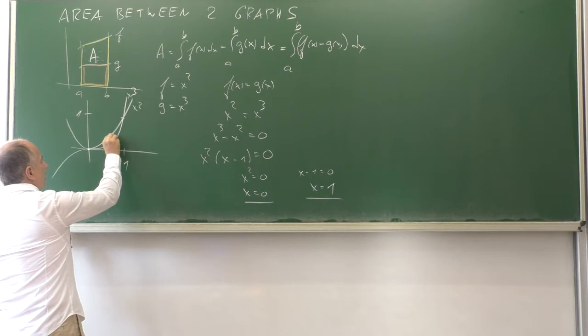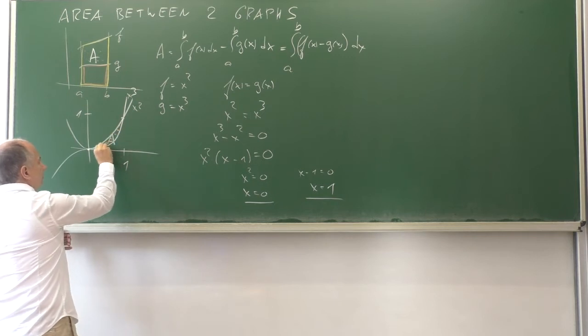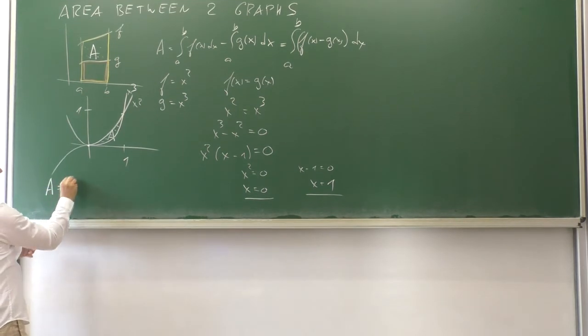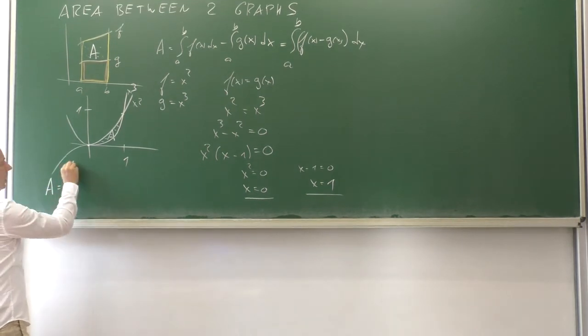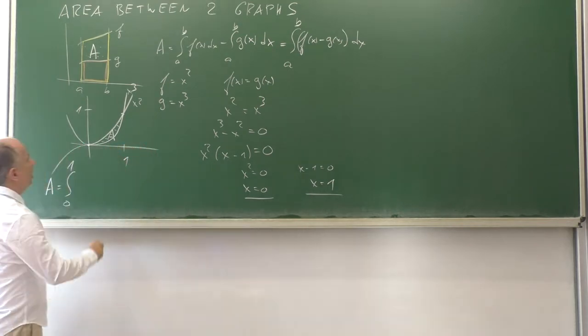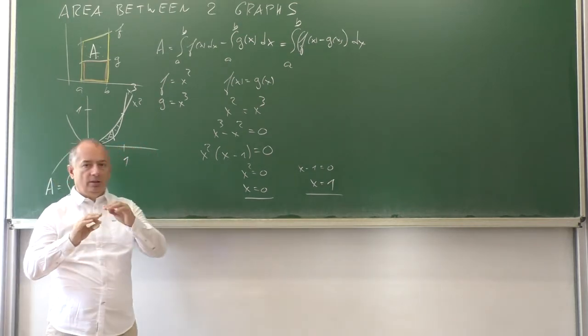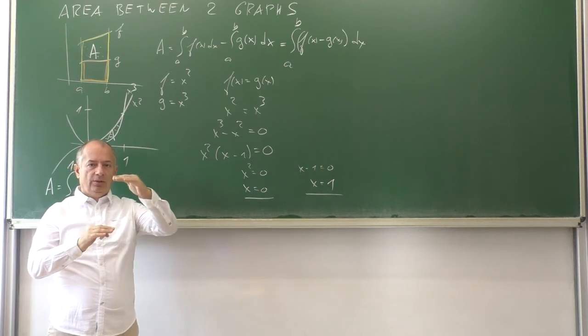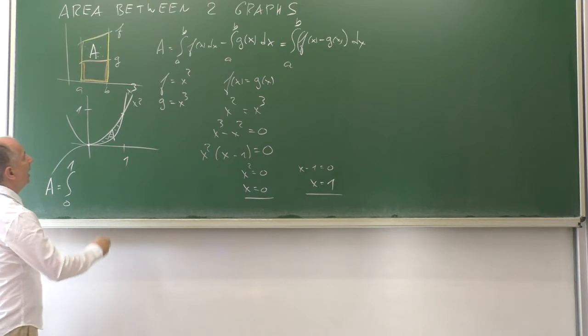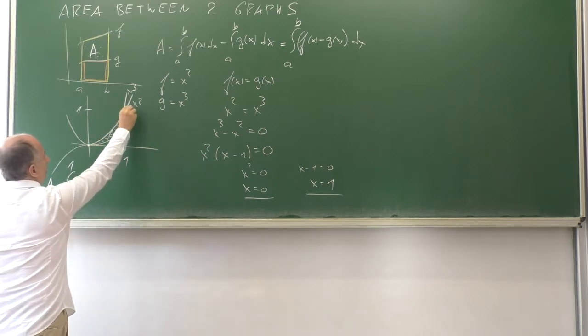And then this area, A, will be integral from 0 to 1. These are the points where the curves intersect. Oh, and now we should take the greater function minus the lower function. Otherwise we would get a negative result. And greater function between 0 and 1 is x squared.